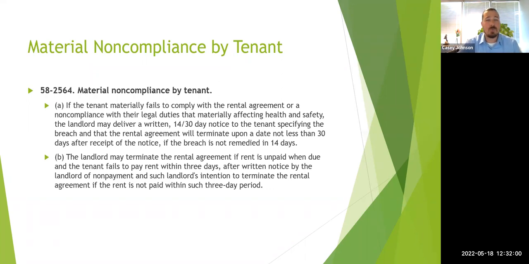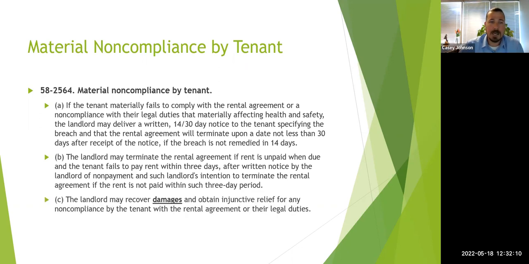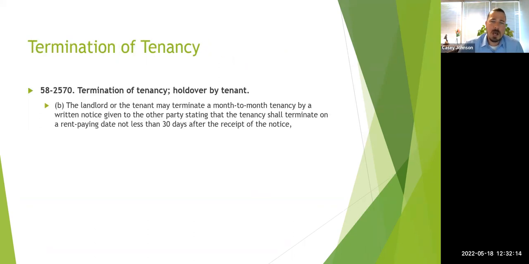Also, if you have failed to pay rent, the landlord can give you a 3-day notice and you have 3 days to pay that rent. But if you don't pay within 3 days, then they can file to evict you. The landlord can also get damages or injunctive relief against the tenant. If you want to terminate a month-to-month tenancy, either side can give 30 days notice. In this case, both the landlord's notice and the tenant's notice have to be tied to a rental period. So assuming your rental payment date is on the 1st, either the landlord or the tenant gives notice that they're terminating the rental agreement on July 1st.